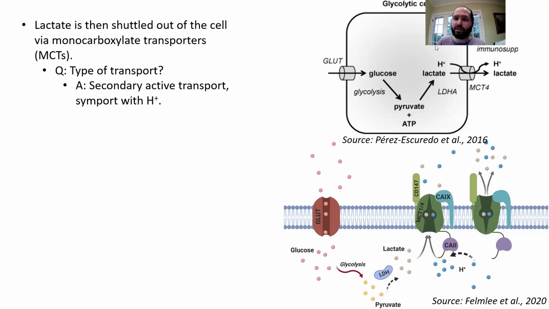He said secondary active transport. So secondary active transport is when we use a gradient. The gradient is the proton gradient here. Often it'll be a sodium gradient, but here it is a proton gradient. We're using this proton gradient to pump lactate out via secondary active transport.